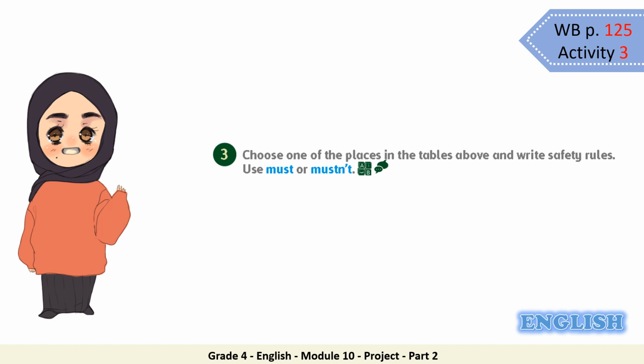Now please refer to workbook page 125, activity 3. Choose one of the places in the tables above and write safety rules. Use must or mustn't. Let's start.